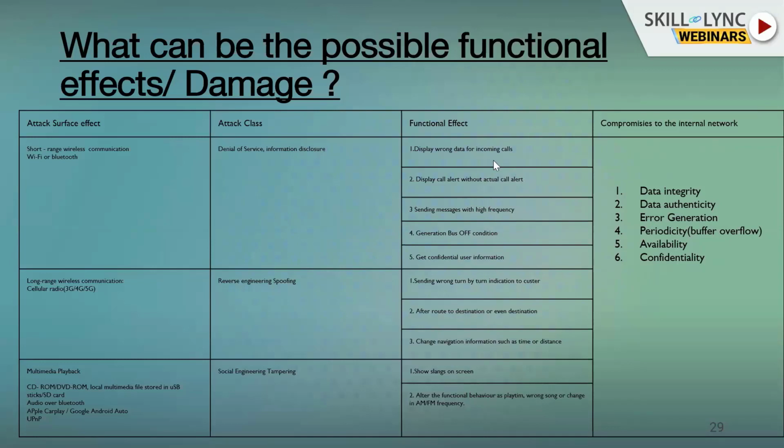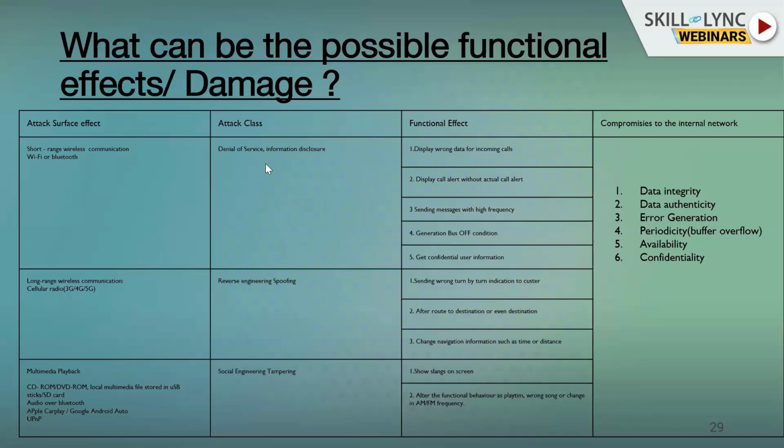Then you identify the percentage of impact. You identify a number from 1 to 5 and give a number for impact. Let's say displaying wrong data for an incoming call is not a major impact. It is not going to threaten life, so its rating could be 1. Changing the route is a more severe attack than just changing the incoming call information, so the rating could be 2 or 3. And if there is damage which is literally life threatening, those damages are given a rating of 5. This is how we do the impact rating.